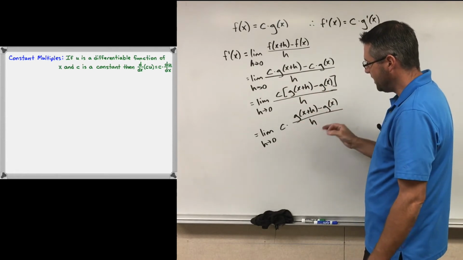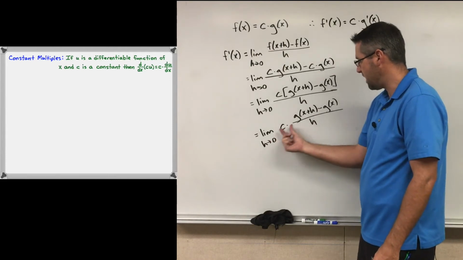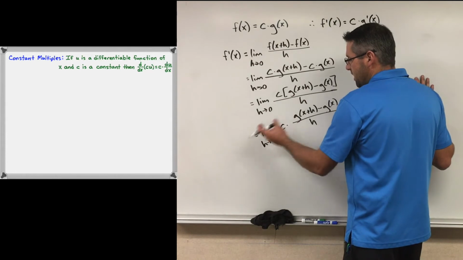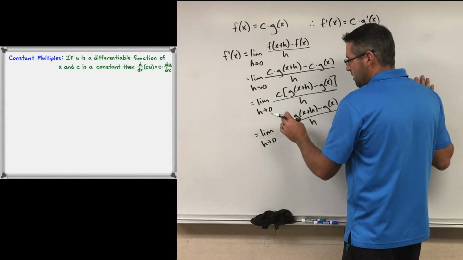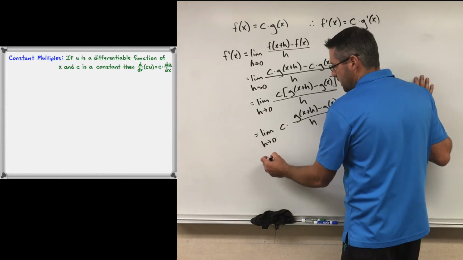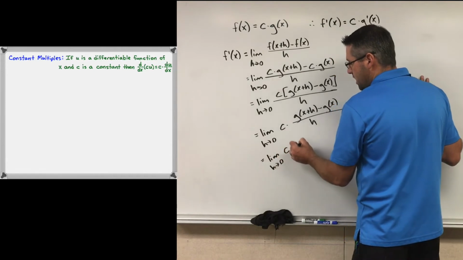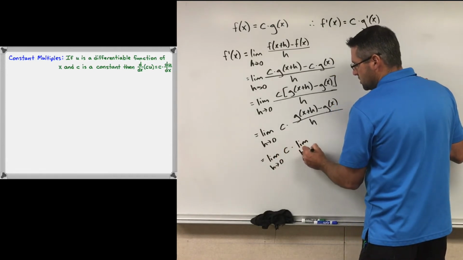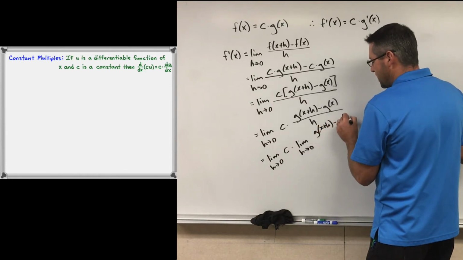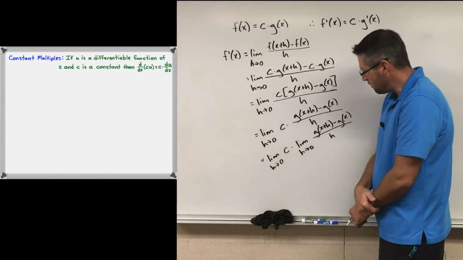Now we have a rule in limits that says that if I'm multiplying two things and I want to take the limit of that multiplication, that's the same as multiplying the limits. In other words, the limit of a product is the product of the limits. Okay, so that's the same as saying the limit as h approaches 0 of c times the limit as h approaches 0 of g of x plus h minus g of x all over h. Okay, so there's what we have so far.